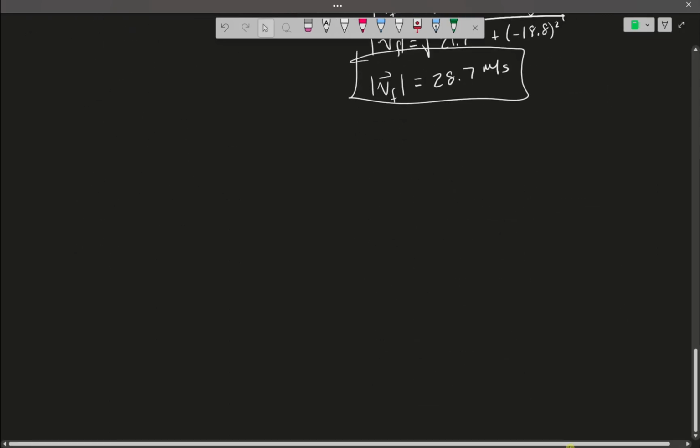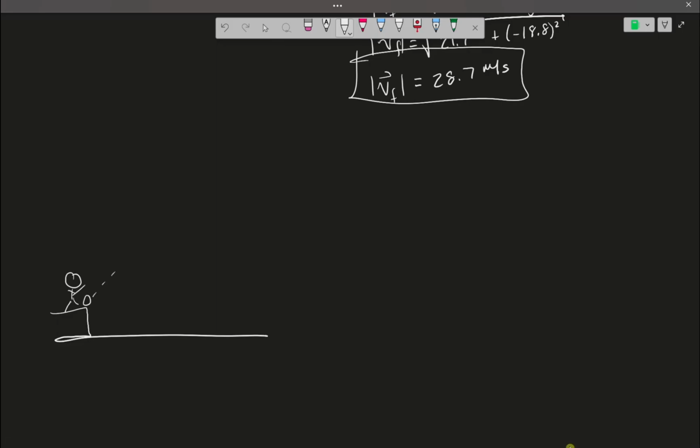Now, I'm confident that this is the correct solution, but let's see if it makes logical sense, right? So I'm going to go back to my picture. I have this guy standing on a platform, kicks a ball. This ball is going to come up, do a parabolic motion. It's going to land on the ground. Now, if I just think about this, through this entire motion, the x component of my velocity is going to be going in the positive direction, right? It doesn't change the entire time.